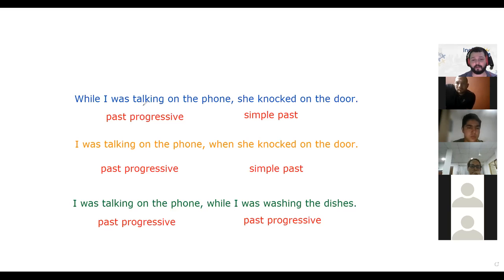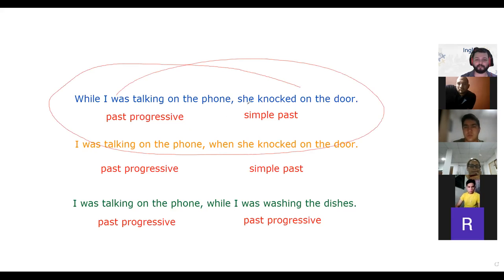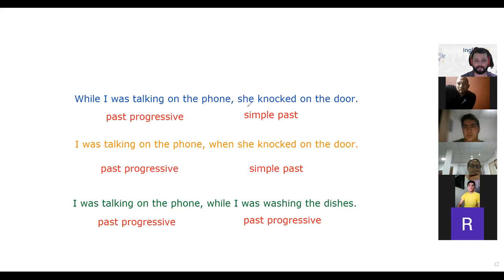All right, so this right here, guys, she knocked on the door. Remember that we're using simple past, right? So that refers to an interrupted action, okay? Now, I was talking on the phone when she knocked on the door. What about these guys? Is this an interrupted action? Yes. Yes. Yes. Now, let me ask you something. Why did you say that this was two actions at the same time? Because of this? Because of why?